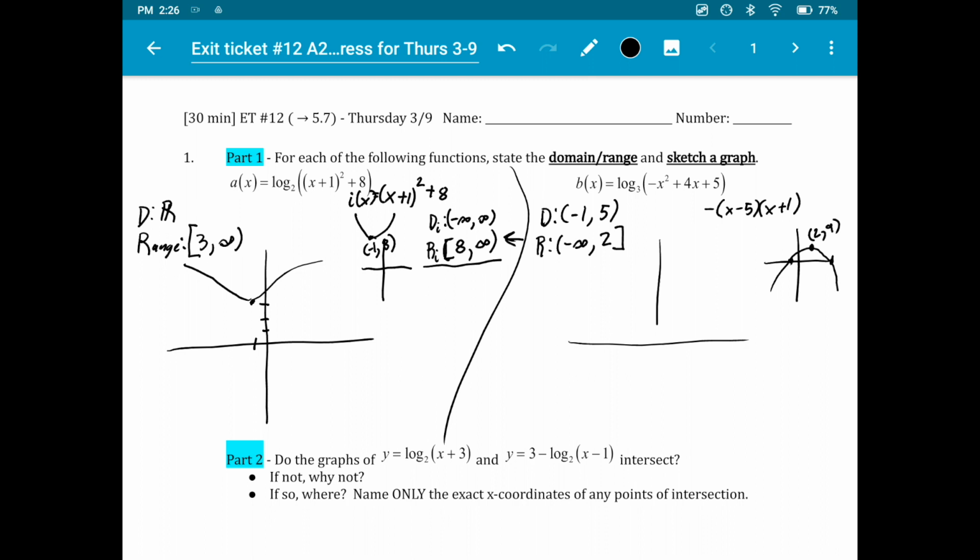And so if we plot our graph, at x equal -1 and x equal 5, we have vertical asymptotes because we are going to negative infinity at those points. And at 2, we hit the point (2, 2). So it goes through that point (2, 2). And so our function looks something like this.